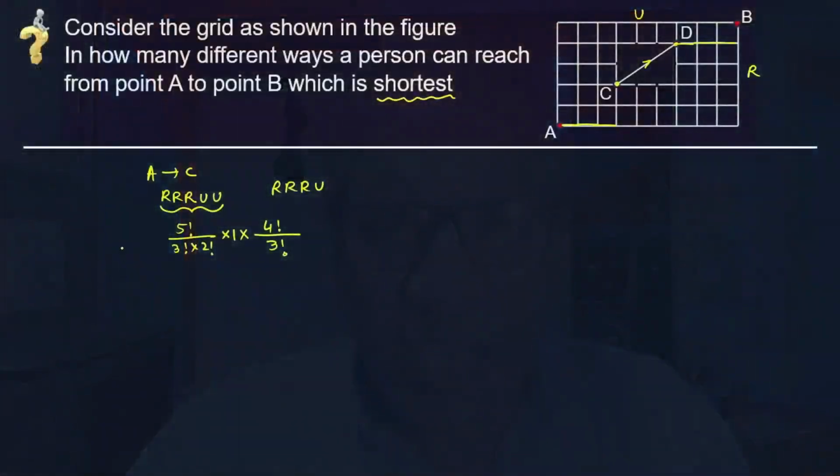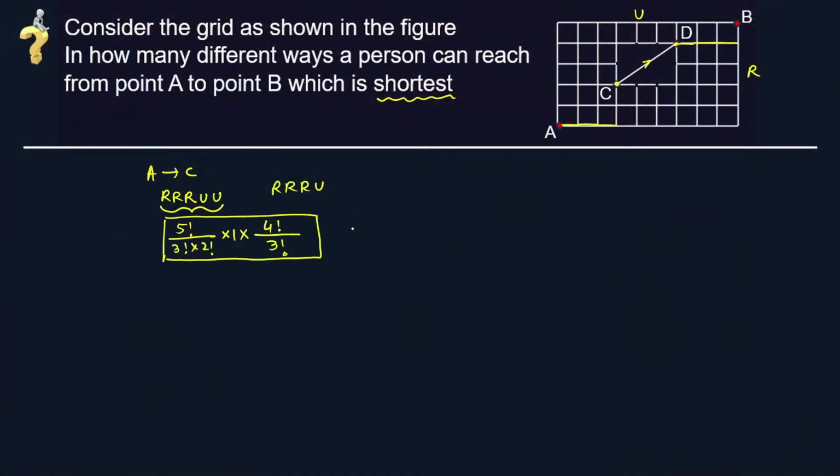And if the path is shortest, he has to travel via C and D. Is this clear to everyone? Absolutely clear. So the total number of ways in this case will be this one. This is the total number of shortest paths traveled by the person to reach B from A. Right? Okay, so I hope this kind of problems you can handle, right? Now let us go for the next concept.